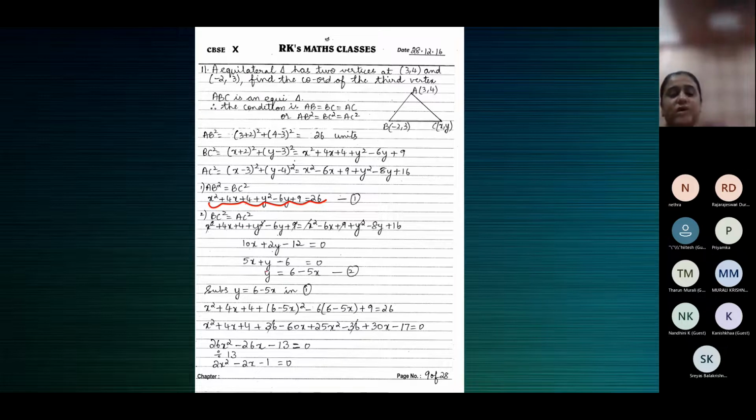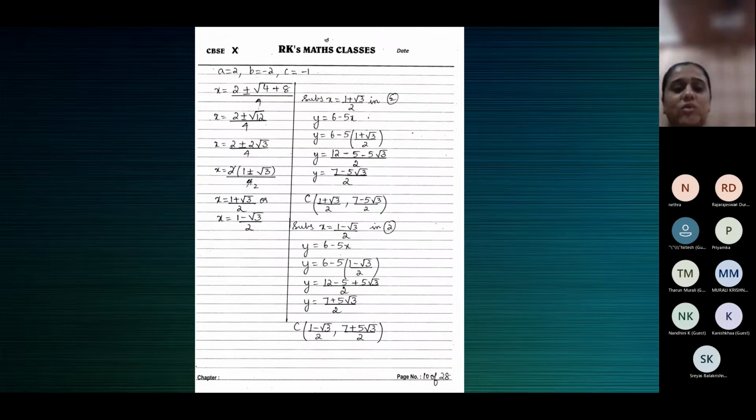All right, wherever there is y, use 6 minus 5x. So there is y here and there's y here. Use 6 minus 5x. When you work this, you get this equation. Divide by 13 throughout, you get a simpler one, but you cannot split the middle term. So you use the quadratic formula and we find that the two values of x are (1 plus root 3) by 2 and (1 minus root 3) by 2.